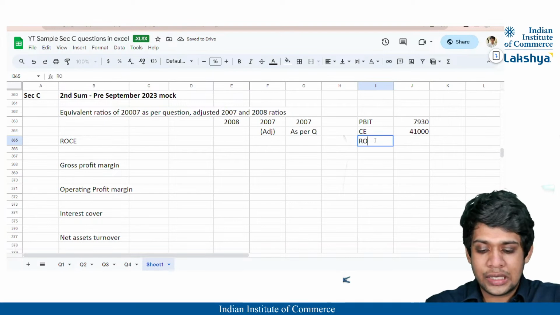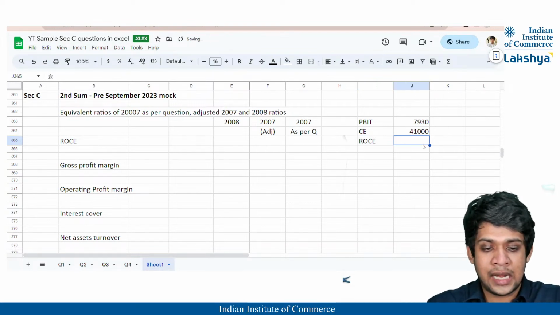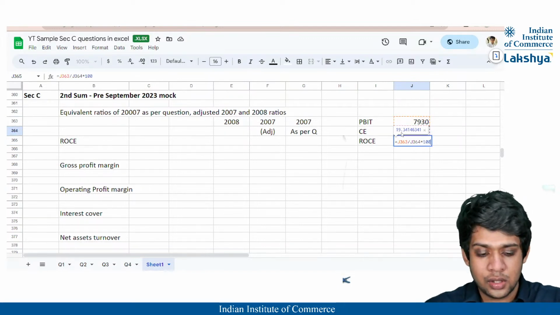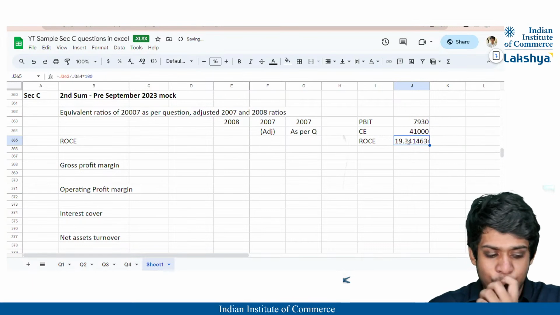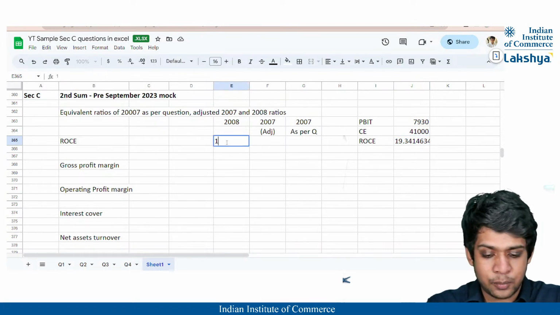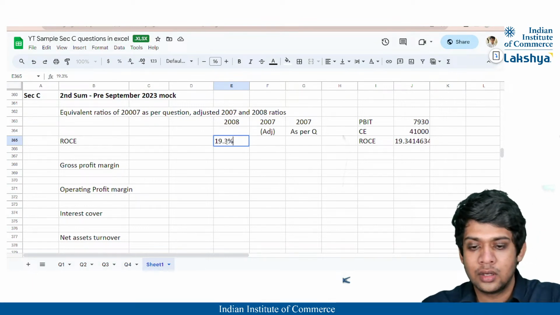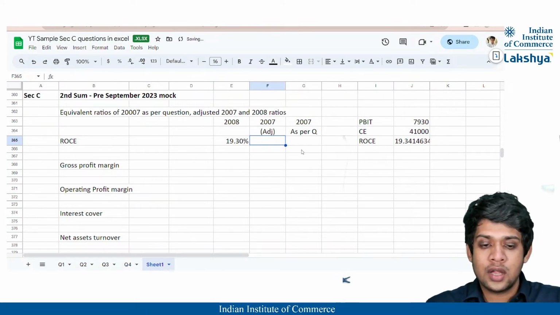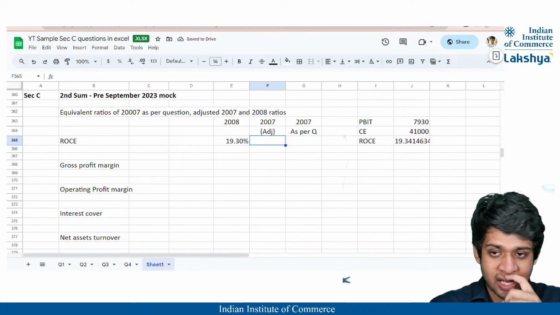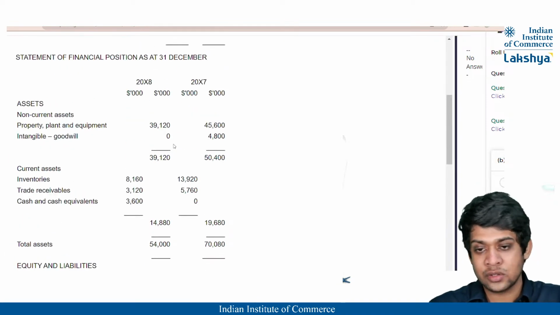So our return on capital employed for 2008 is going to be nothing but profit before interest and tax divided by capital employed into 100. So you will get it as 19.34%, right? So I'm stating here as 19.3%. Okay. Now we'll understand for 2007 how we will get the adjusted values.